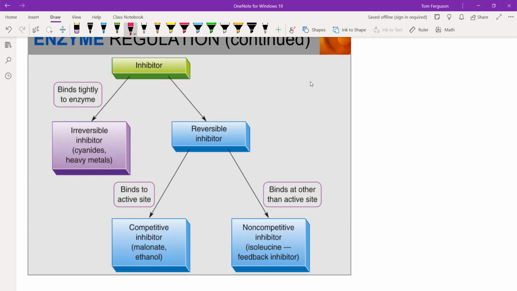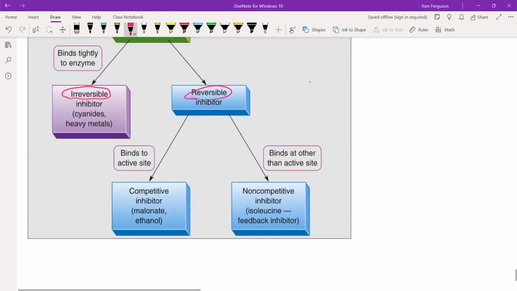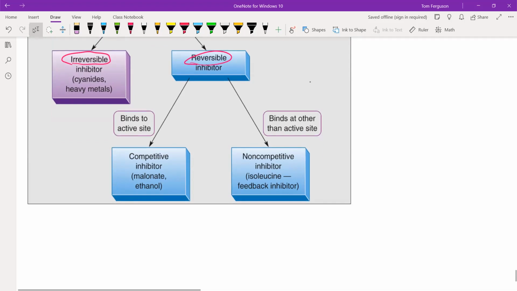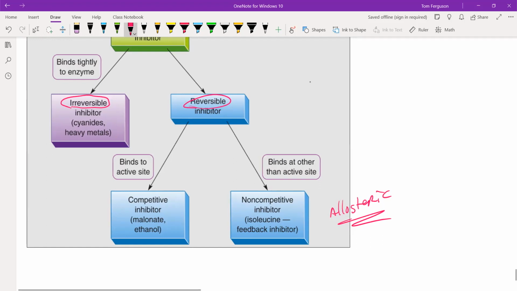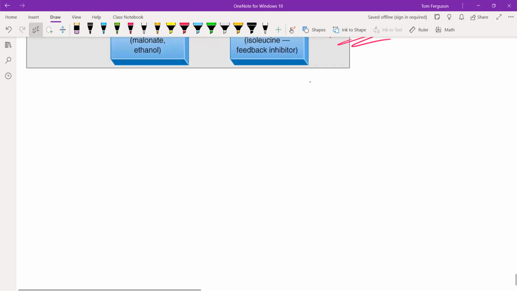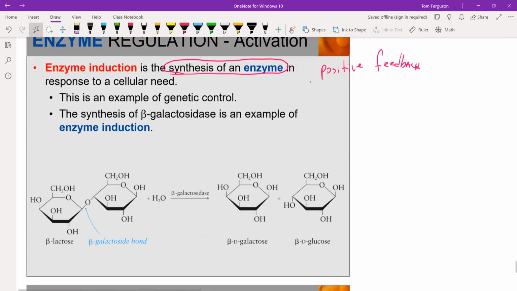So you need to be able to distinguish between irreversible, reversibles, and then the two types. So this would be allosteric regulation. Okay, that's what I have on enzymes.